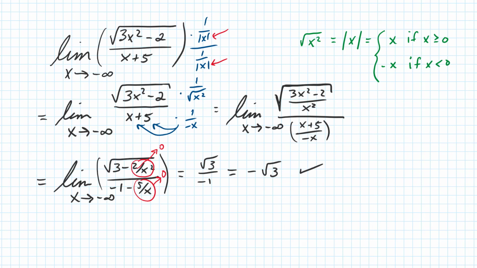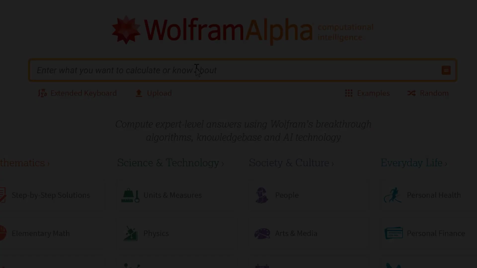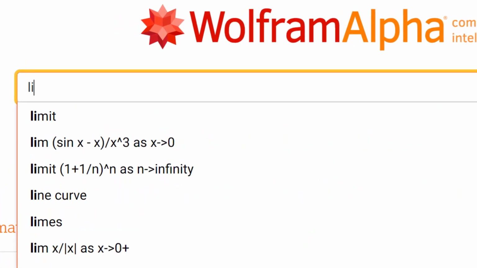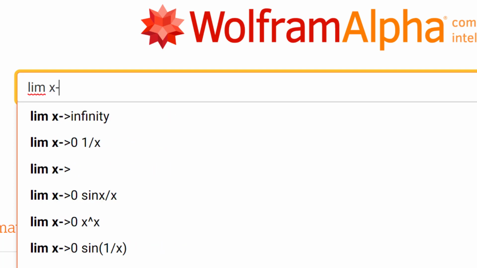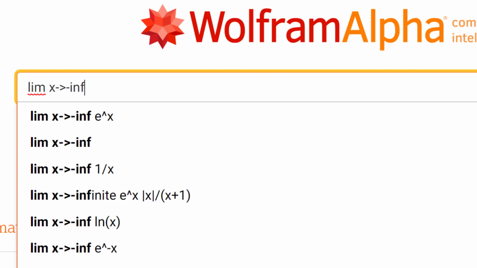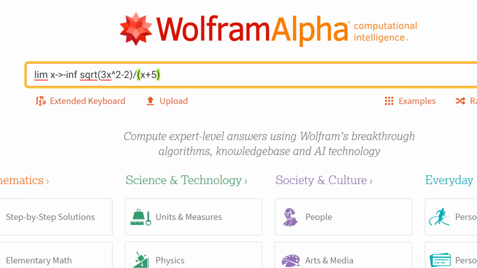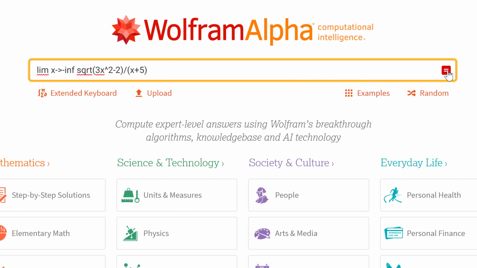Now let's go verify our results on Wolfram Alpha. Here we are at wolframalpha.com, and I'm going to go ahead and type that in. So the limit as x approaches negative infinity, so I'm just going to type in negative INF. INF is short for infinity. Now the numerator was square root 3x squared minus 2, and then we were dividing that by the quantity x plus 5. I'll go ahead and hit the equal sign and see what we get.